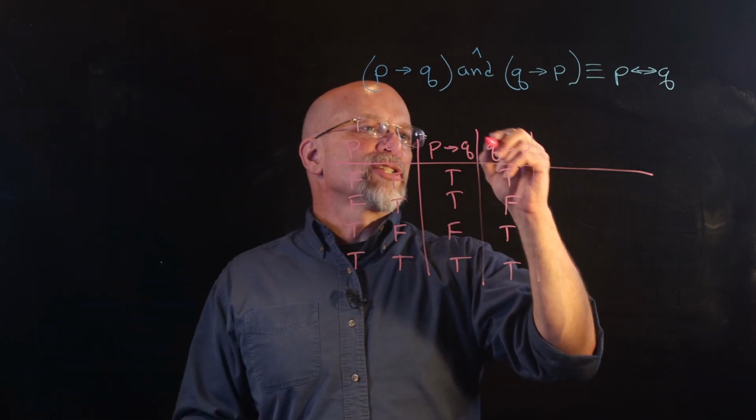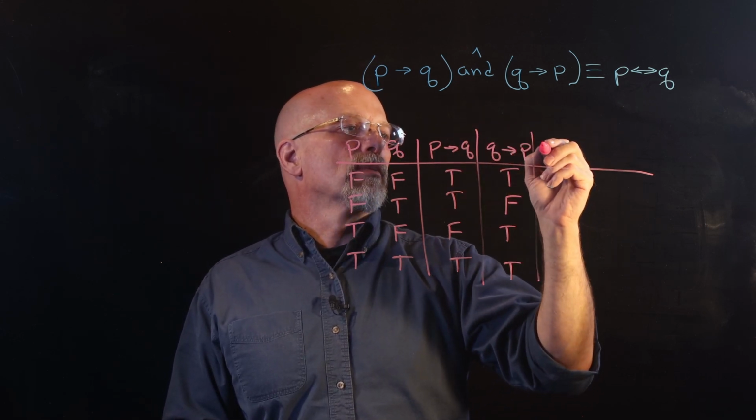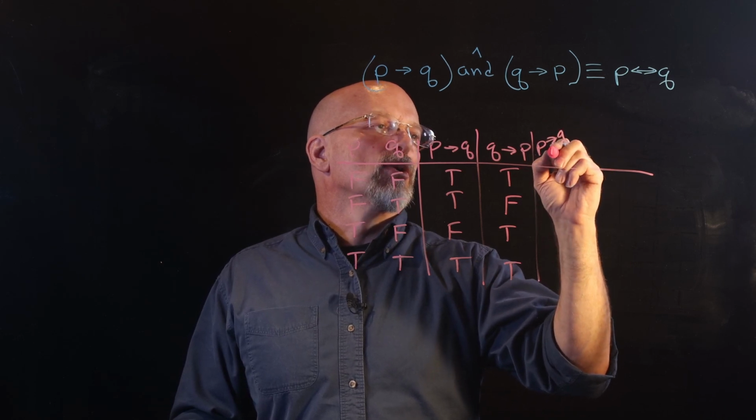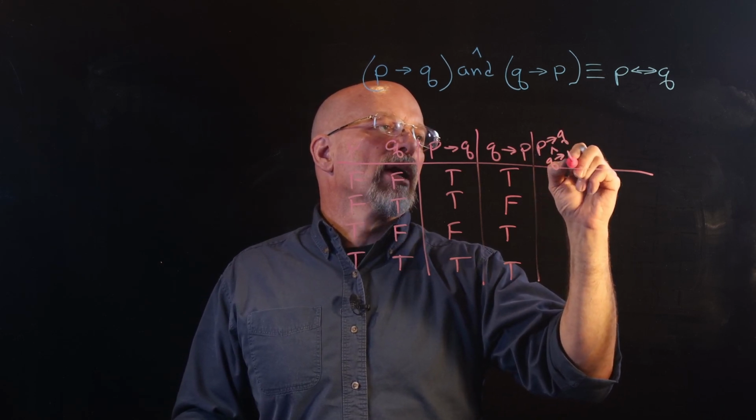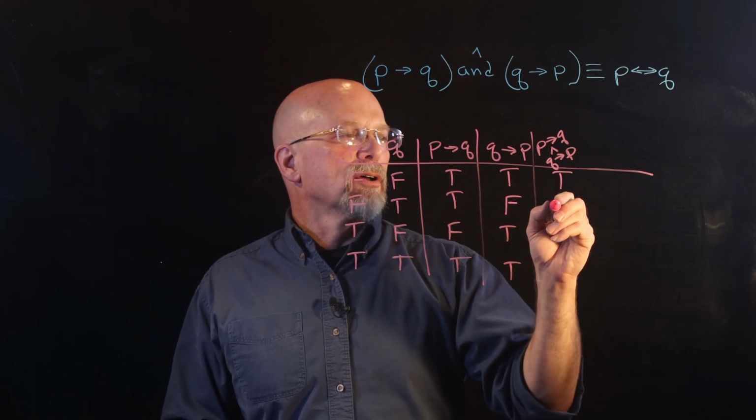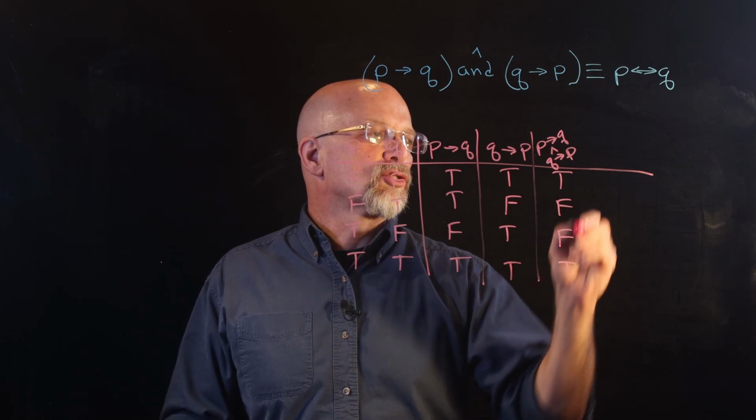Now, when you AND these two columns together, when you AND this P implies Q column with the Q implies P column, so this is P implies Q and Q implies P, you get true and true is true, true and false is false, false and true is false, and true is true.